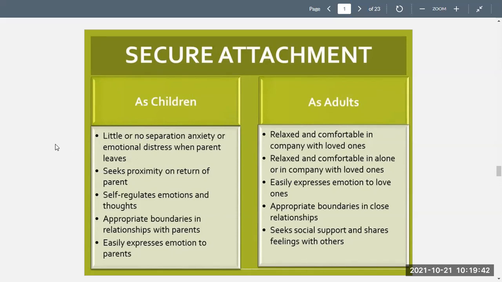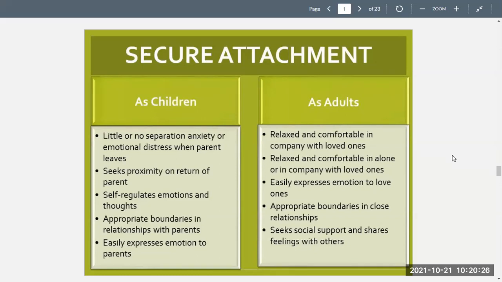As you can see, little or no separation anxiety or emotional distress when the parent leaves. So the child, a securely attached child, has little or no separation anxiety or emotional distress when the parent leaves, right? Because again, both parents or one of the parents is involved, engaged, pouring into their child, providing love, attention, right? Security. The child seeks proximity on return of parents, self-regulates emotions and thoughts, has appropriate boundaries in relationships with parents, and easily expresses emotion to parents.